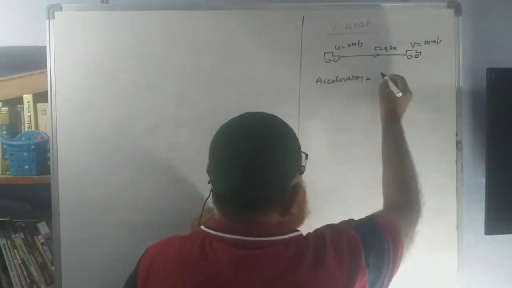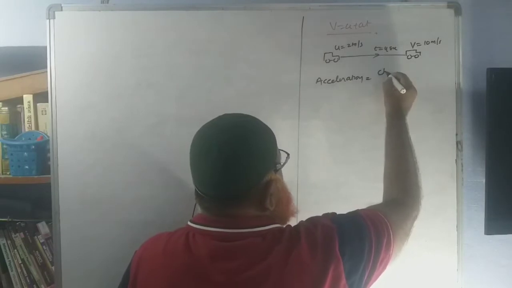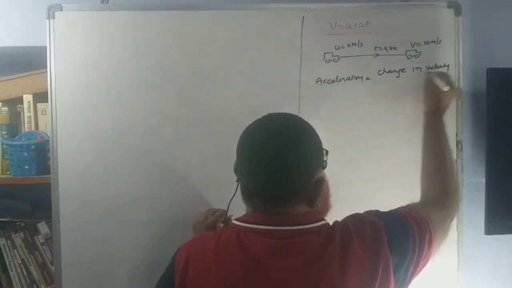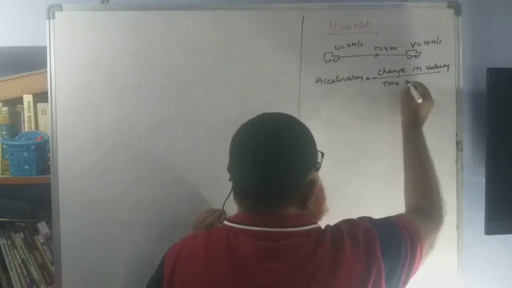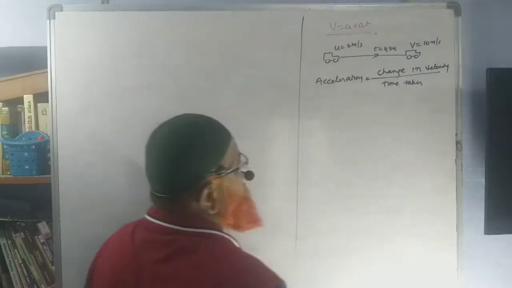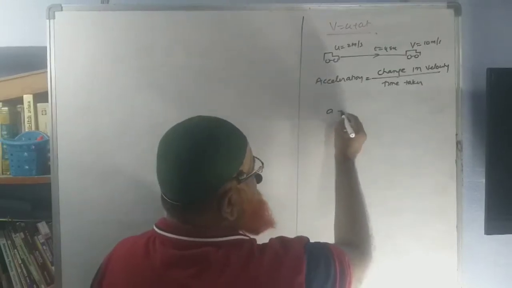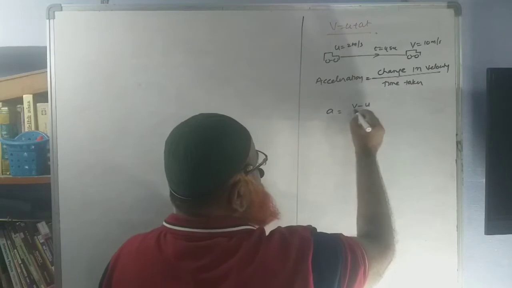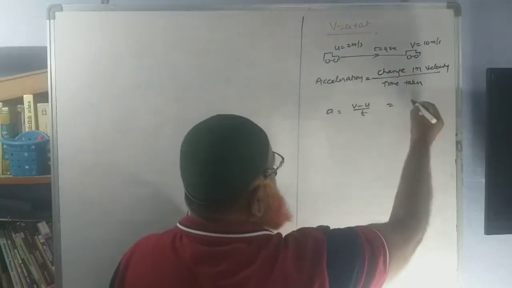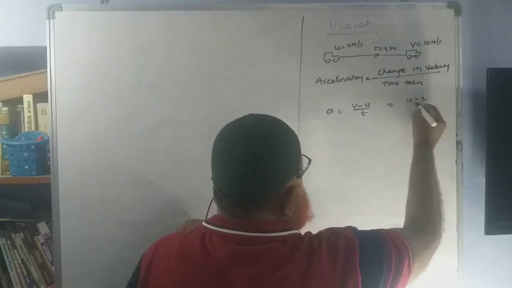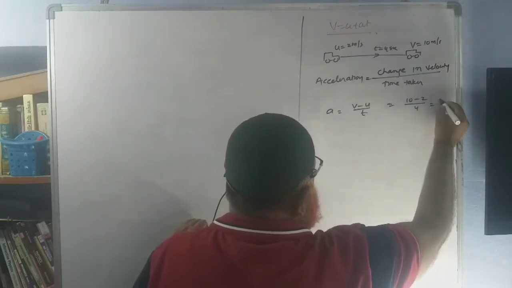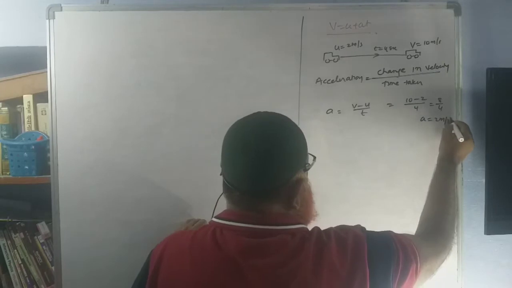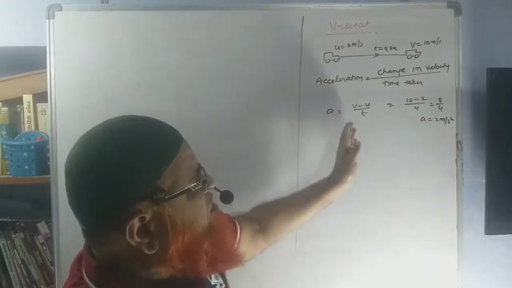Acceleration is equal to, what is the formula here? Change in velocity by time taken. So acceleration is equal to, change means final minus initial, that is v minus u by t. So according to this problem you can write 10 minus 2 by 4. How much is it going to be? 8 by 4. That is, acceleration will become 2 meters per second square. This is the basic formula for acceleration.